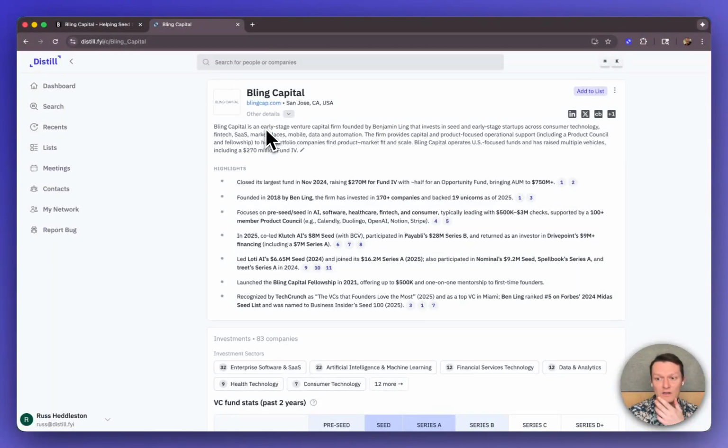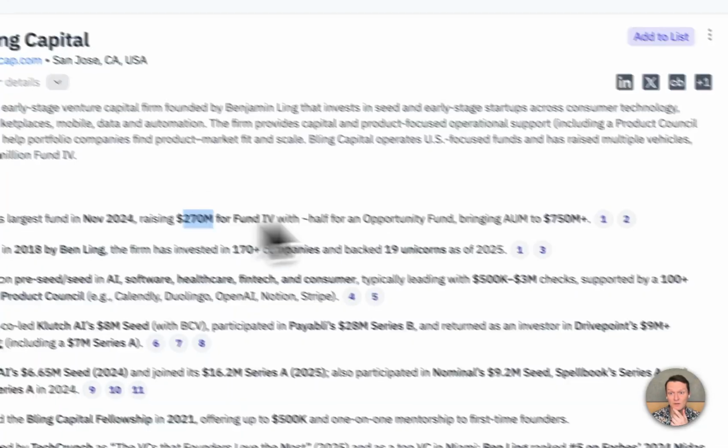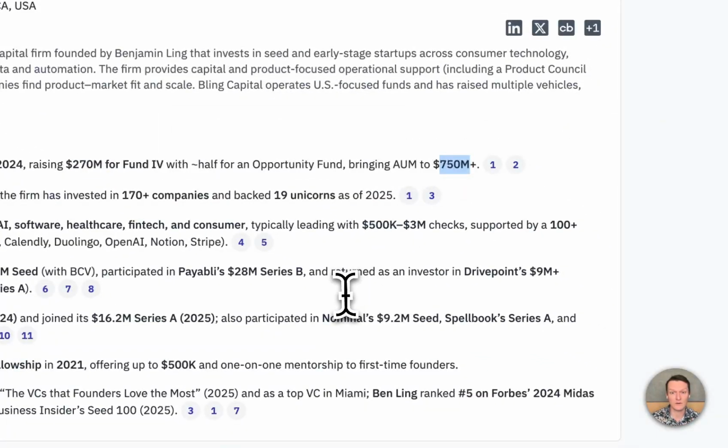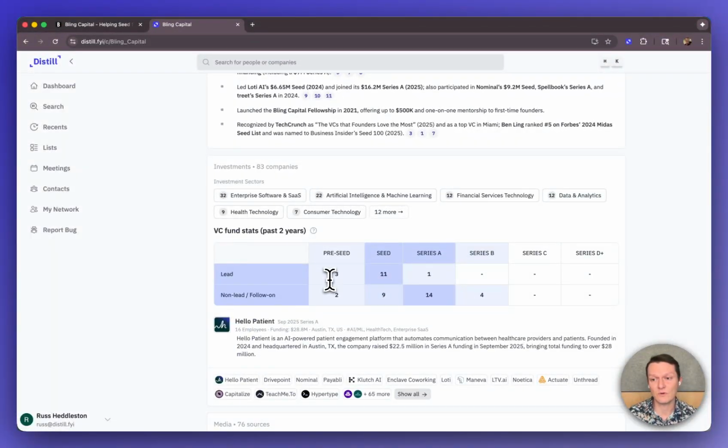In either case, it's going to get me to the fund page in Distill. The highlights are going to have a lot of great information. So all the news about the company, 750 million AUM, their fourth fund, 270 million.